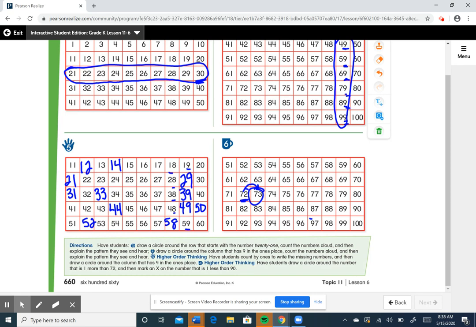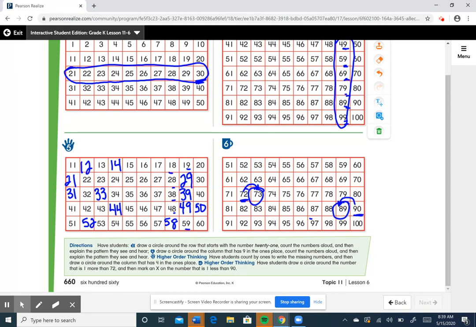Now, there's another part to this problem. Mark an X on the number that is 1 less than 90. So 90 is a decade number, remember? So I'm looking in this row, 60, 70, 80. Oh, there's 90. And we're looking for a number that is 1 less. 1 less. Less means smaller. So we're going to do one jump back. And we have 89. Excellent.